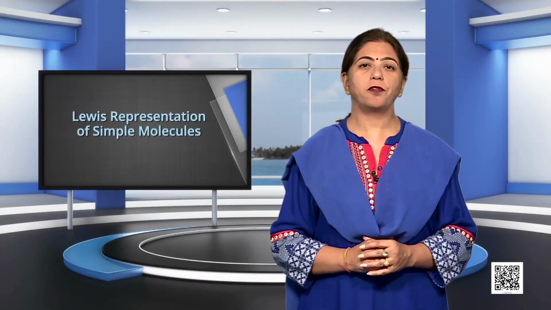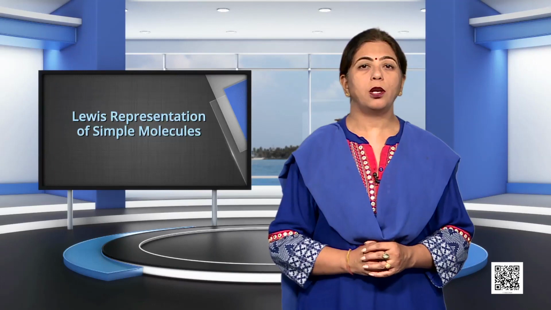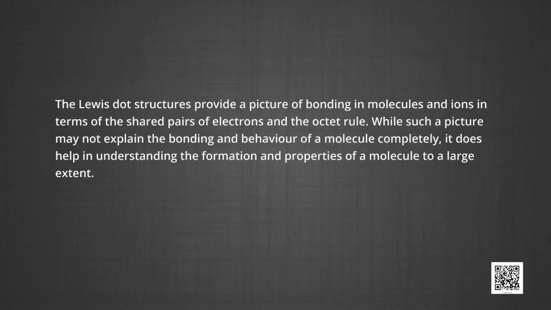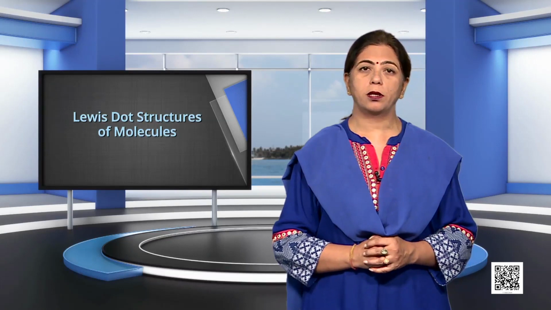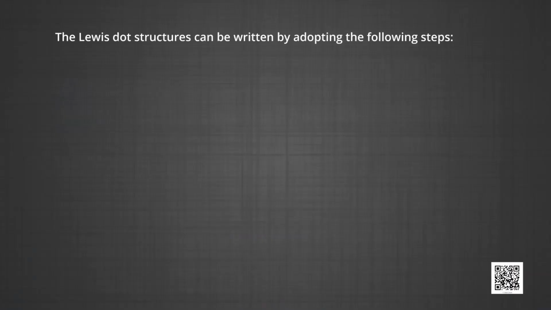Lewis representation of simple molecules, the Lewis structures. The Lewis dot structures provide a picture of bonding in molecules and ions in terms of the shared pairs of electrons and the octet rule. While such a picture may not explain the bonding and the behavior of a molecule completely, it does help in understanding the formation and properties of a molecule to a large extent. Now, the writing of the Lewis dot structure of a molecule is therefore very useful. The Lewis dot structure can be written by adopting the following steps.